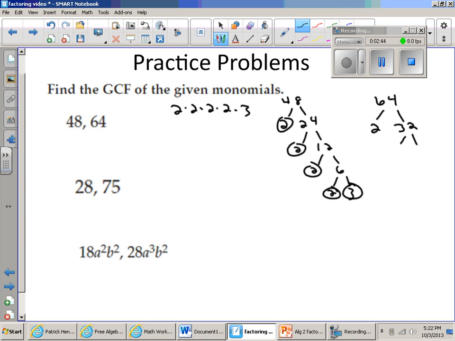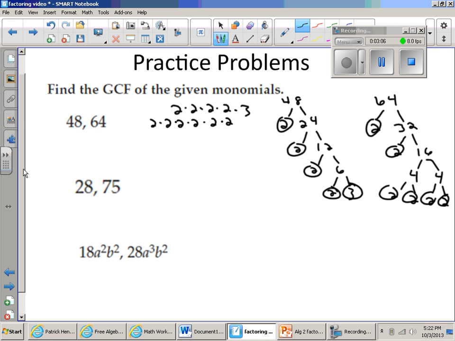Now I'm going to tree 64. 2 times 32. 2 times 16. 4 times 4. 2 times 2. 2 times 2. So here I have 1, 2, 3, 4, 5, 6 2's. Now I'm going to write it, and I'm going to write all the 2's underneath each other. And I'm not going to put the 2 underneath the 3.